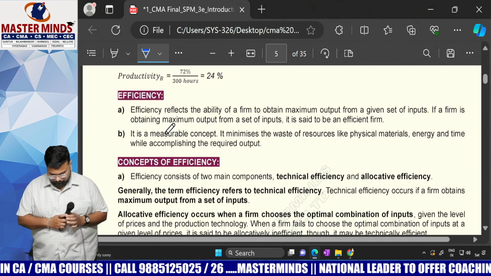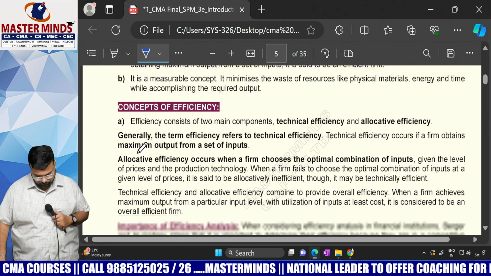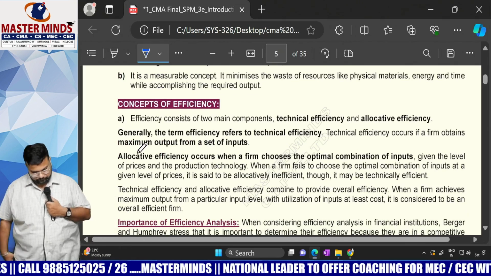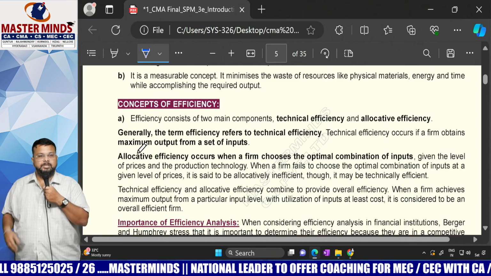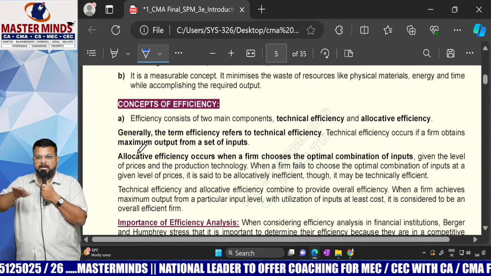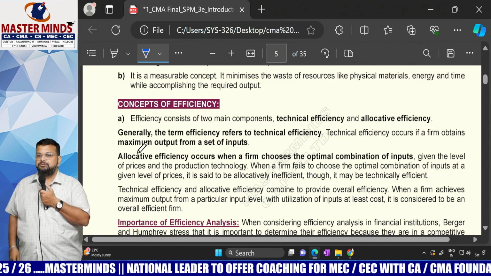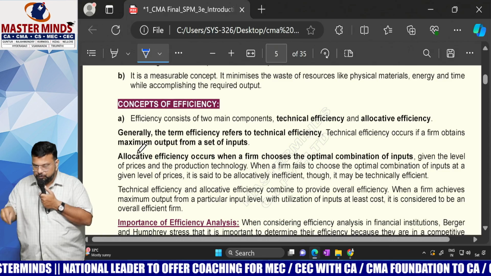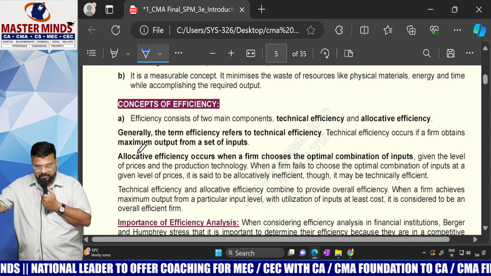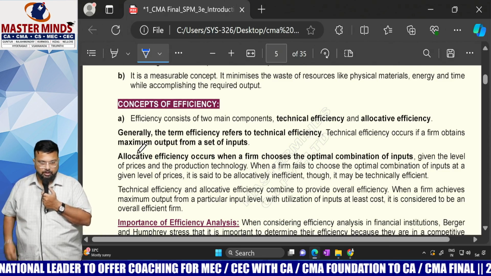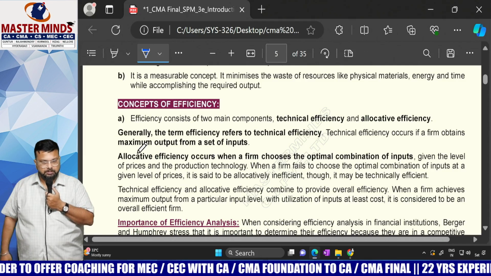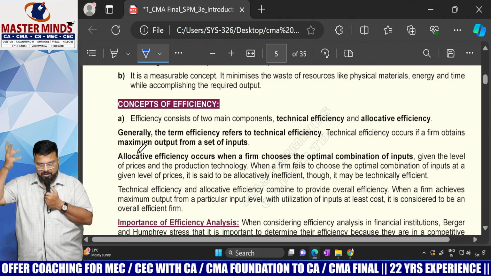Allocative efficiency occurs when a firm chooses the optimal combination of inputs given the level of prices and the production technology. Ceteris paribus, other things remaining constant. Whatever the inputs that are available, how to allocate these inputs or factors of production for different purposes. Once we have allocated, how well we are able to use it. More the efficiency, maximum will be the output.